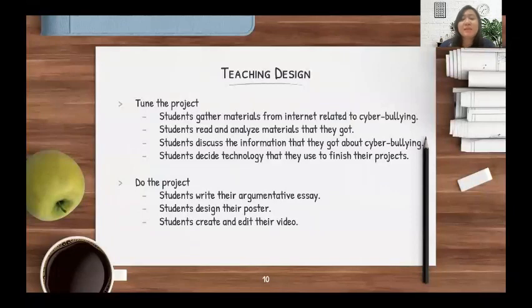The third step is tune the project. Here students gather material from the internet related to cyberbullying. Students read and analyze the materials that they got. Students discuss the information that they got about cyberbullying with their friends in a group. And then students decide the technology that they use to finish their project.